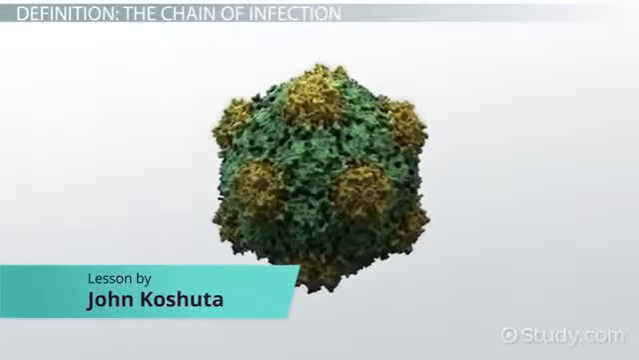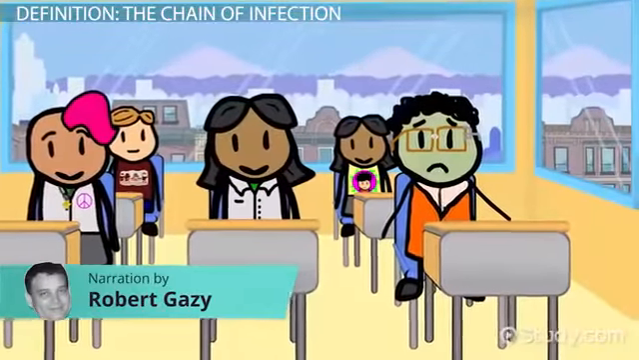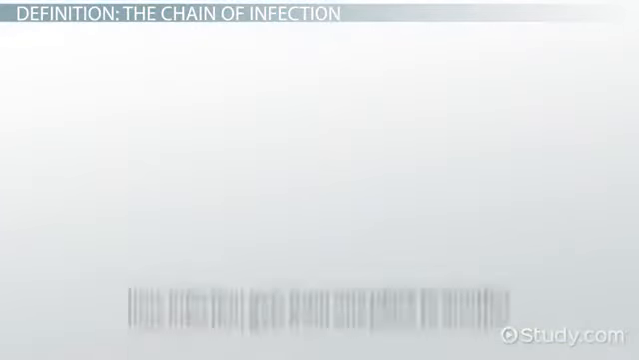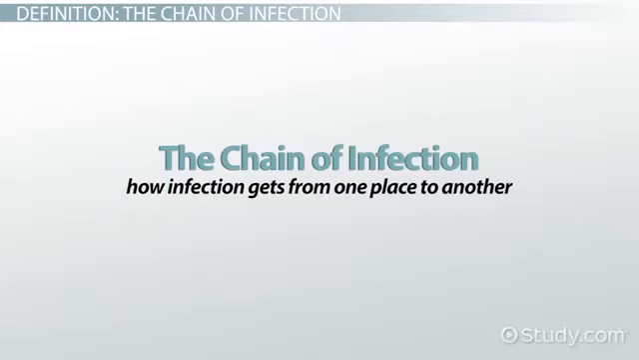How do viruses pass from one person to the next? When one child has a cold at school, why is the rest of the class likely to come down with one the next week? Let's explore how infection gets from one place to another, or the chain of infection.